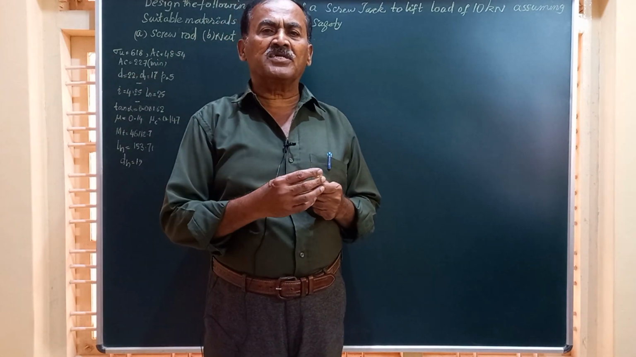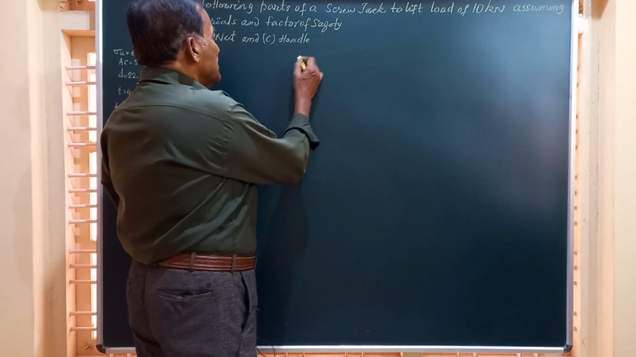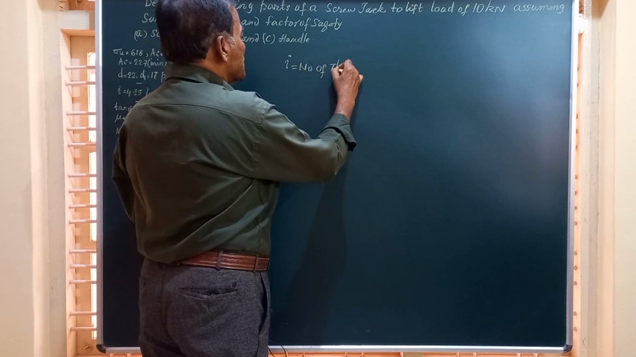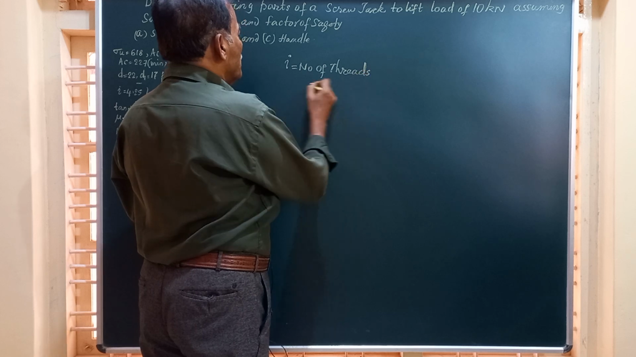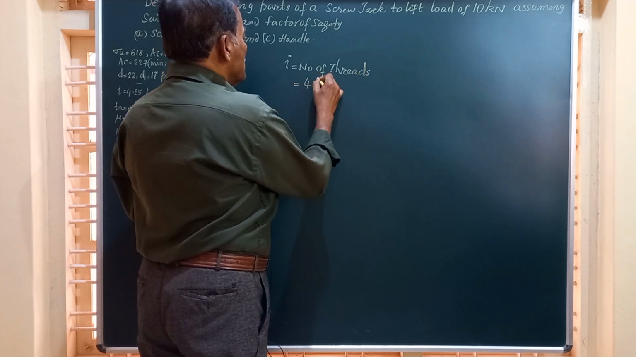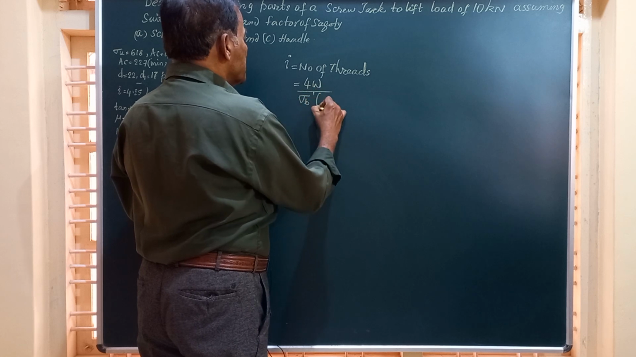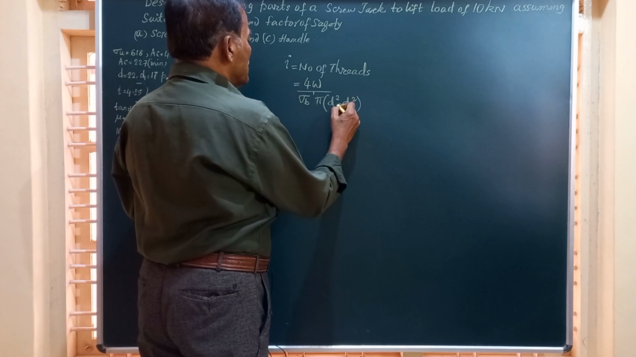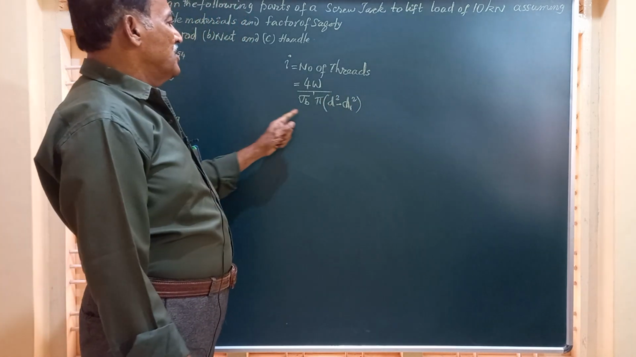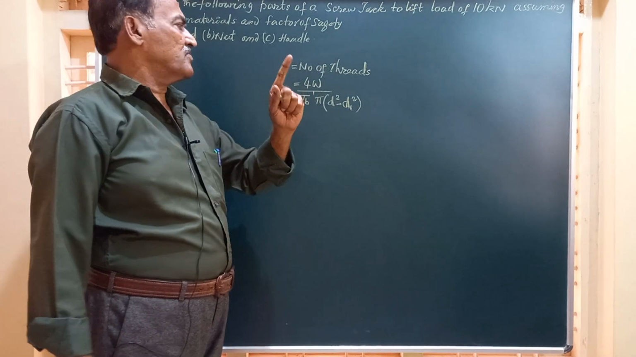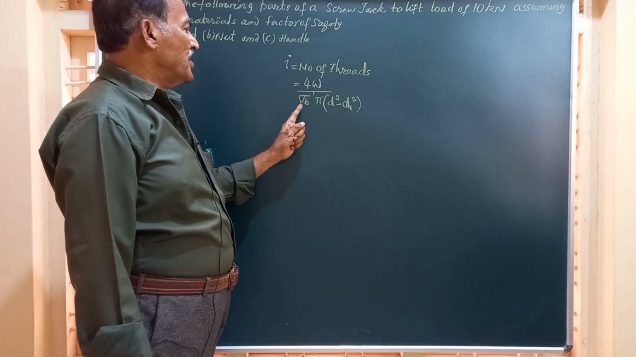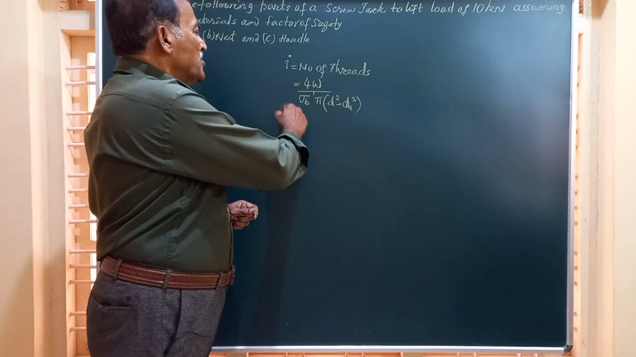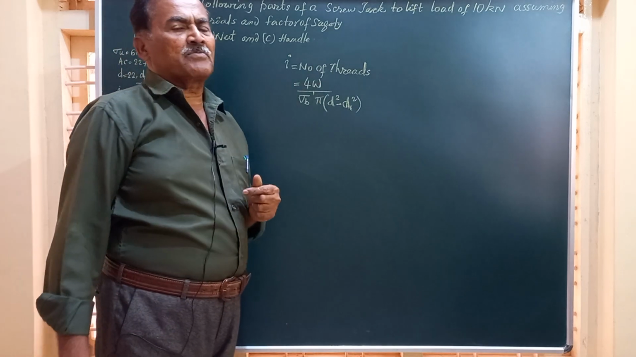Friends, if you refer to the machine design data handbook, it is given that i, the number of threads, is given by the formula 4W divided by pi times sigma b dash times (D square minus d1 square). Friends, W is the load, we know the value. D is the major dia, d1 is the minor dia, and we have to find out the value of this sigma b dash.